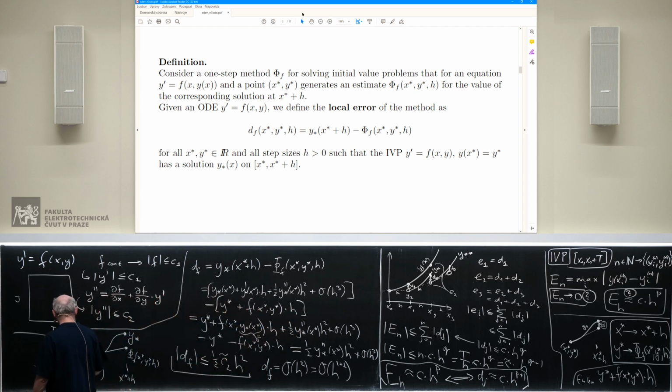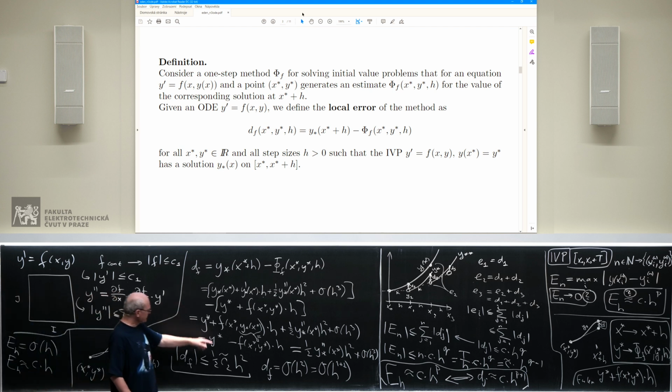Do I have room for this interesting observation? The answer is yes. Let's put it here. The global error is O(h). In other words, the global error can be approximated by a constant times h.